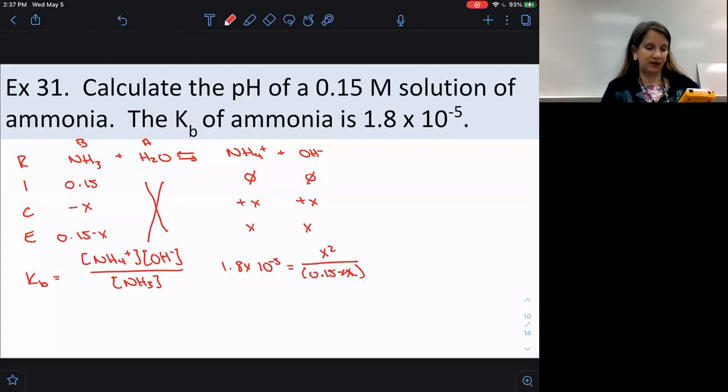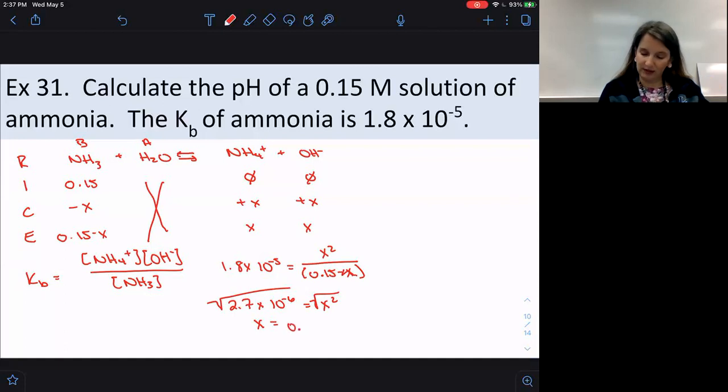So we have 1.8 times 10 to the negative 5 times 0.15. That's going to give us 2.7 times 10 to the negative 6 equals x squared. So then we're going to square root both sides of this so that we can get x by itself. So we square root that answer. That's going to give us 0.0016. Now in this case, because we have hydroxide, X is giving us the hydroxide ion concentration.